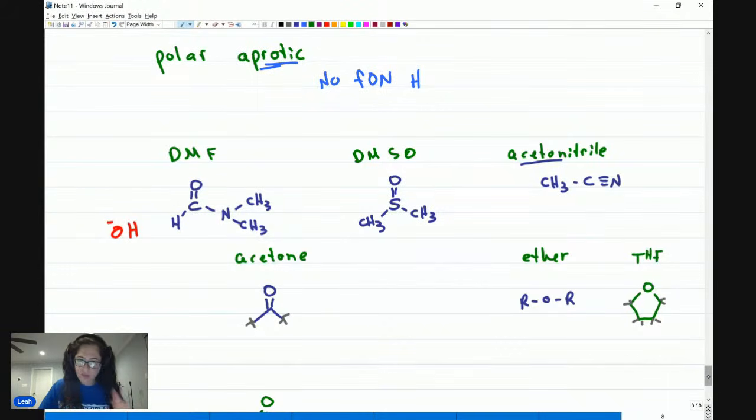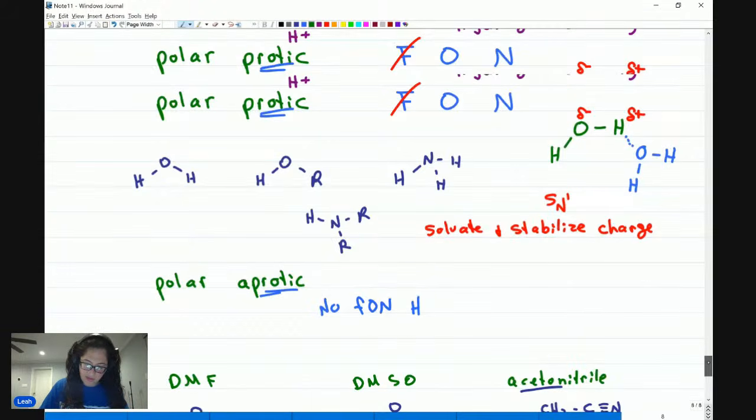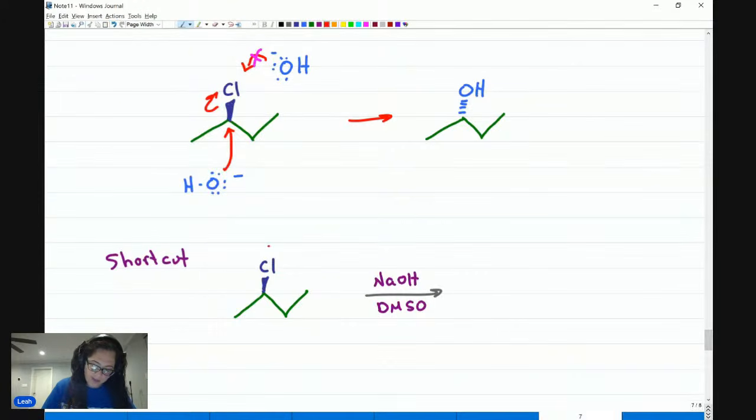All right, so now if you're good on the solvents, thumbs up in the comments to let me know. If you have questions, type them in. Let's go back to the shortcut. First, I want to analyze what I have here. I have a secondary leaving group. I have NaOH and DMSO. How do I recognize that it is a strong attacker? A strong attacker is negative, but this doesn't appear to be negative. This appears to be neutral.